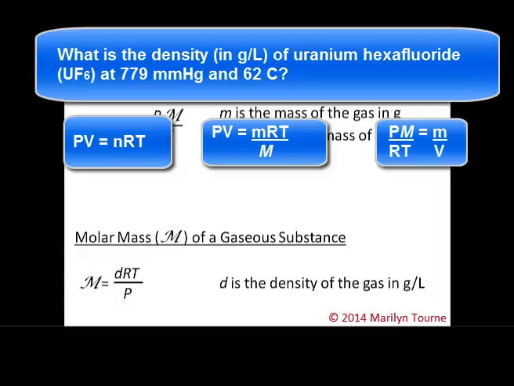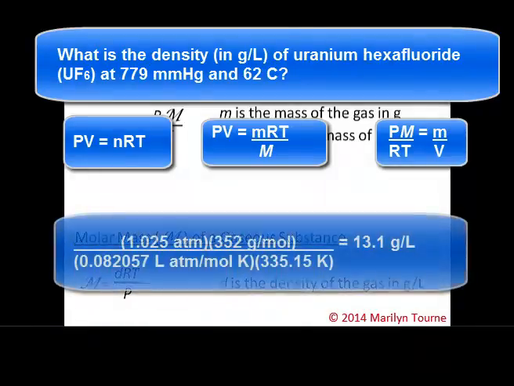So they give us the pressure, but in the wrong unit, so we have to convert it to atm. 1.025 atm times the molar mass, which is 352 for UF6. If you don't know how to get this, you're in trouble. But it would be 352 grams per mole divided by the ideal gas constant in units of liter atm per mole K, times the temperature. They give you the temperature but in the wrong unit, so you have to convert it to Kelvin. So it's 335.15 Kelvin. You multiply and divide all that out, and you see that you get 13.1 grams per liter.